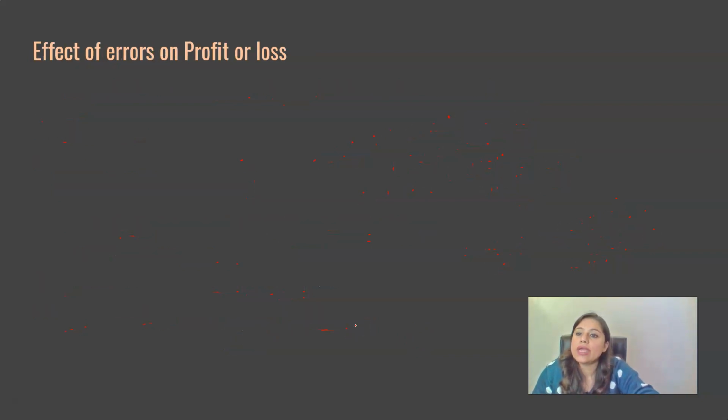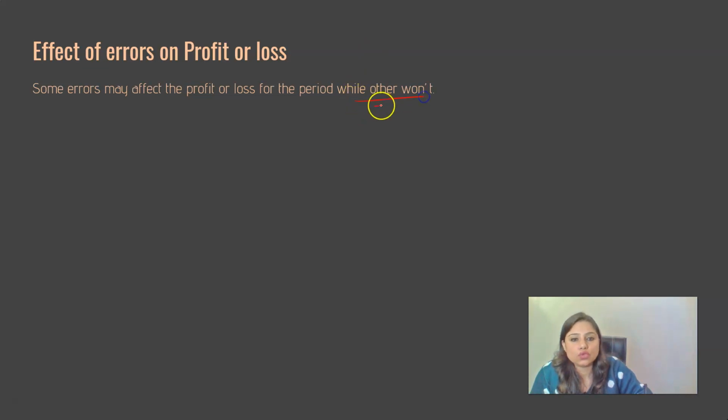And so, looking at the effect of such errors on profit and loss. Some errors may affect the profit or loss for the period while others won't. So it depends: if the errors are affecting the nominal accounts, then definitely such errors would have an impact on the profit and loss account. However, if the errors are related to the assets or the liabilities of the business, then they might not impact the profit or loss of the business.